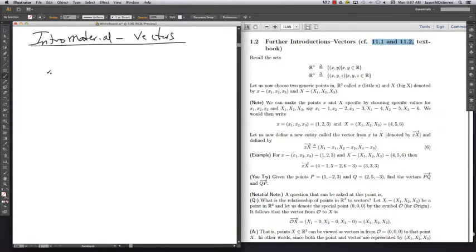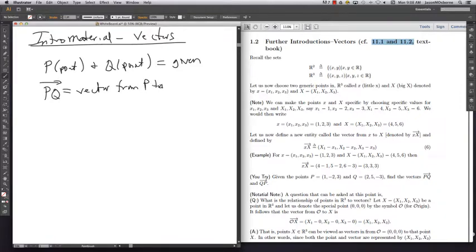So you'll recall that we've already looked at the notion of a vector. So if P is a point and Q is a point, and these are given, right? Then we discussed the notion of a vector from P to Q. This is the vector from the point P to the point Q, right?